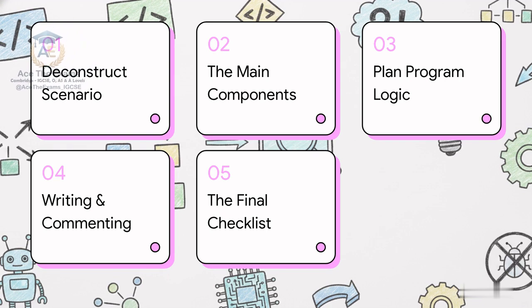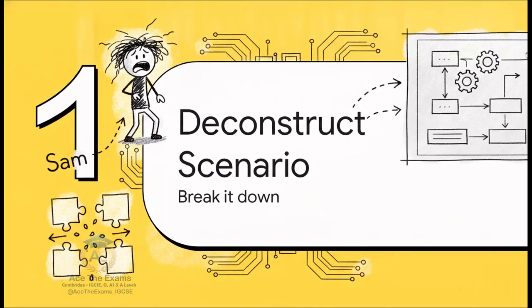First, deconstructing the scenario. Second, the four main components every single program must have. Third, planning your program logic before writing. Fourth, actually writing and commenting your code. And finally, running through the ultimate mental checklist to secure those final marks. Let's start right off with step 1, deconstructing the scenario.